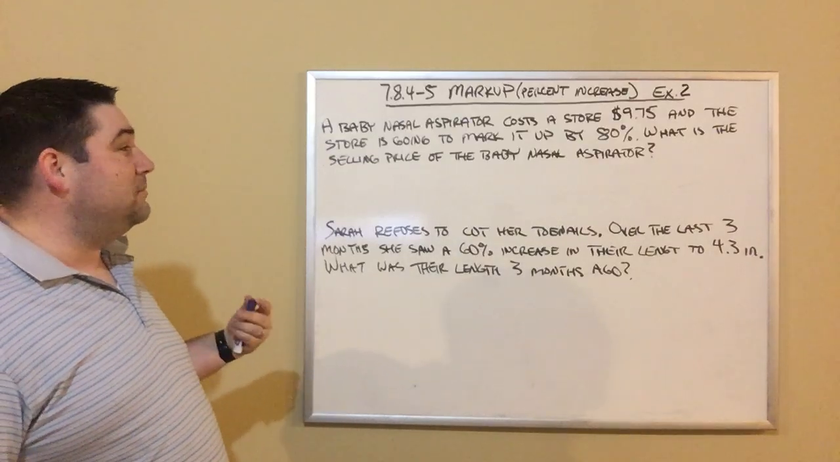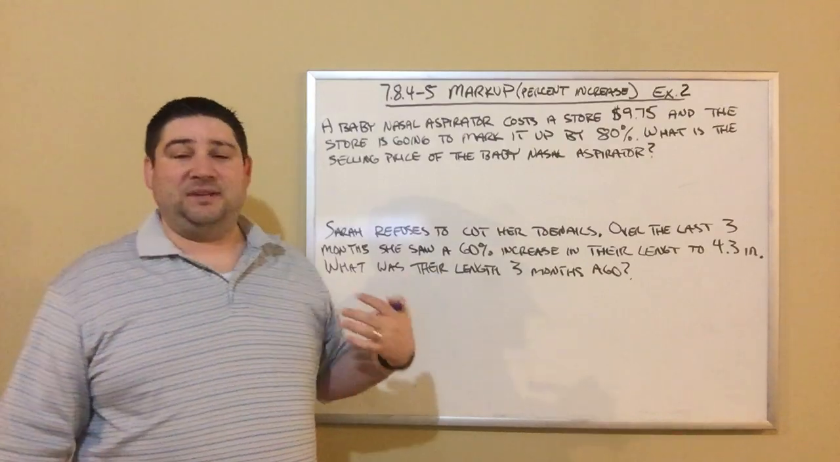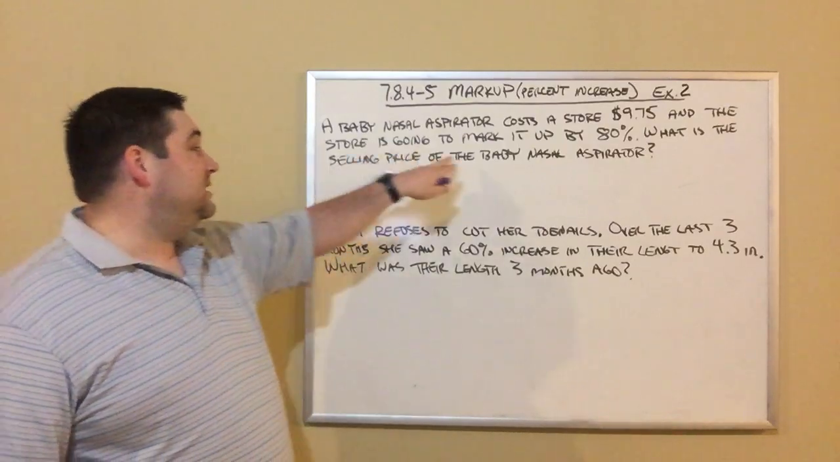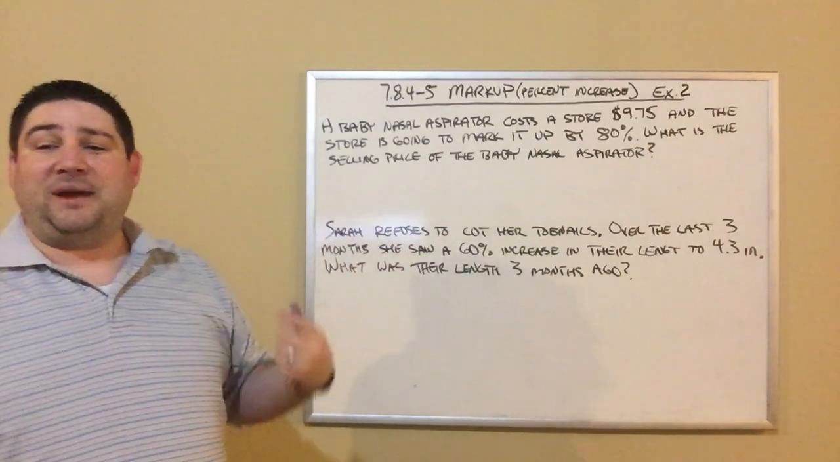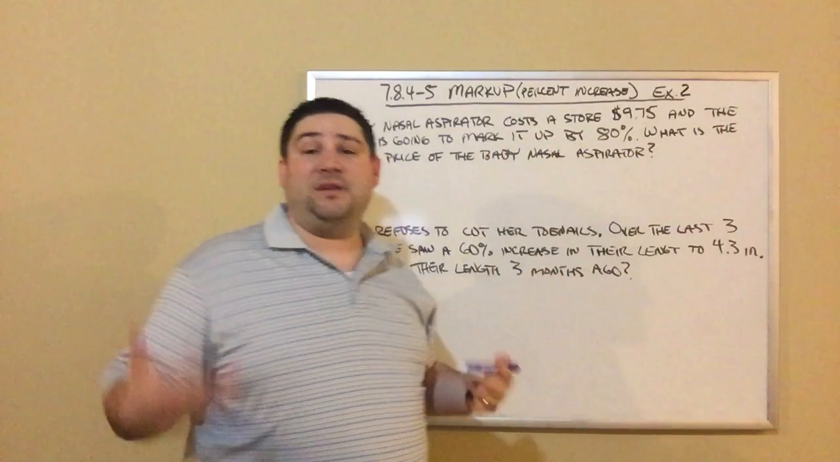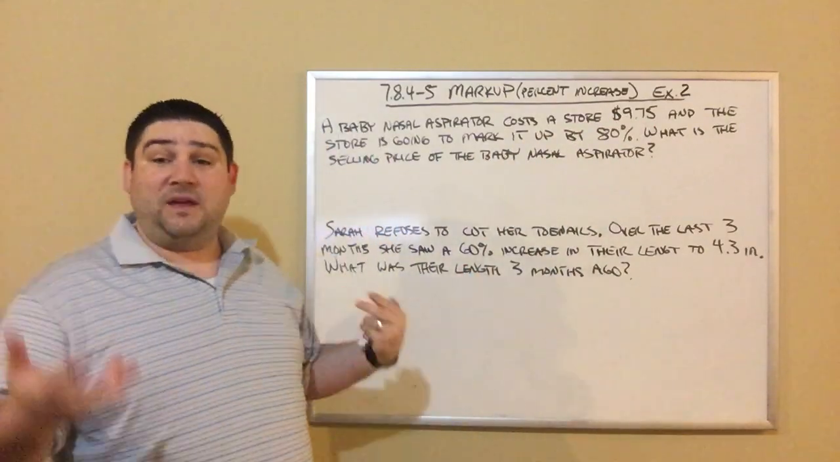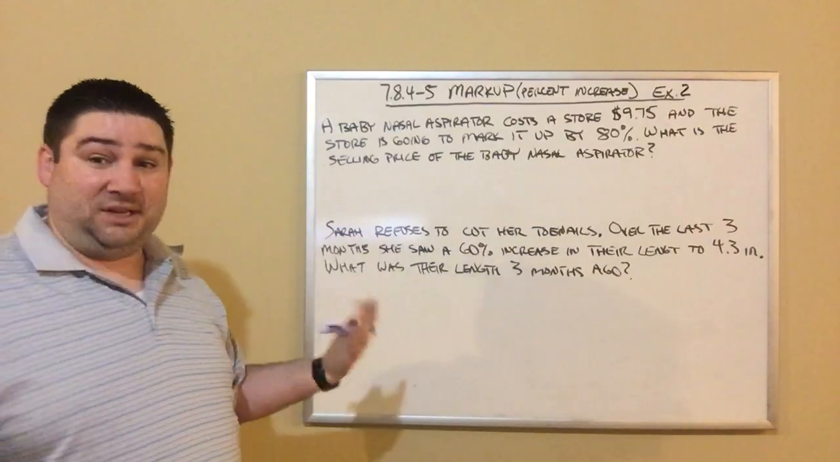And the store is going to mark it up by 80%. What is the selling price of the baby nasal aspirator? So we can see it's going to be a markup. They're going to mark it up by 80%, and we're going to figure out what they're going to sell it for. And obviously they're going to sell it for more than $9.75 because they want to make money. They want to profit off of their baby snot sucking machines.